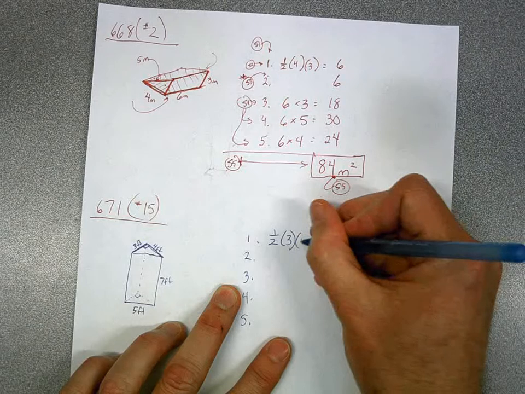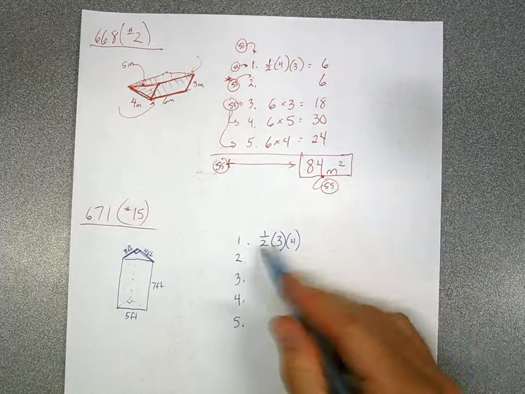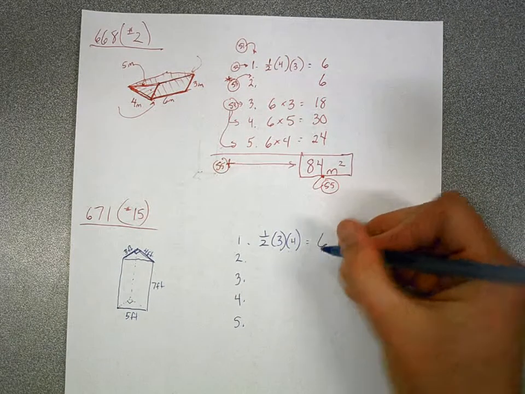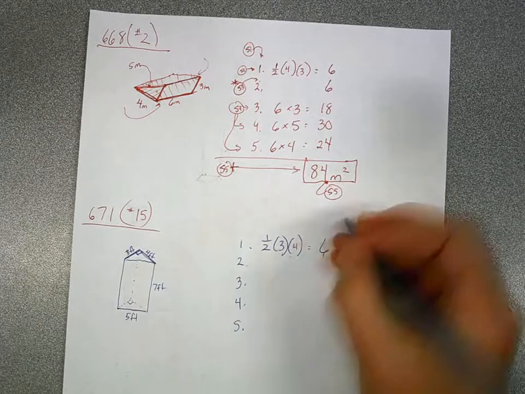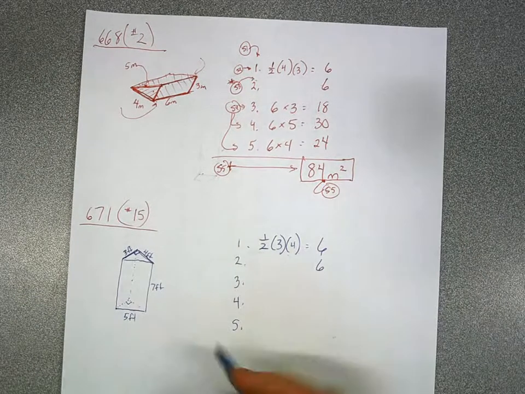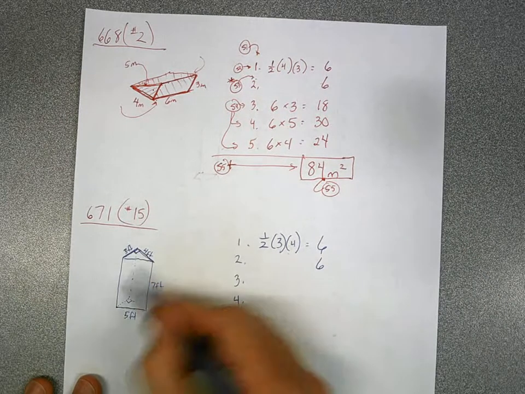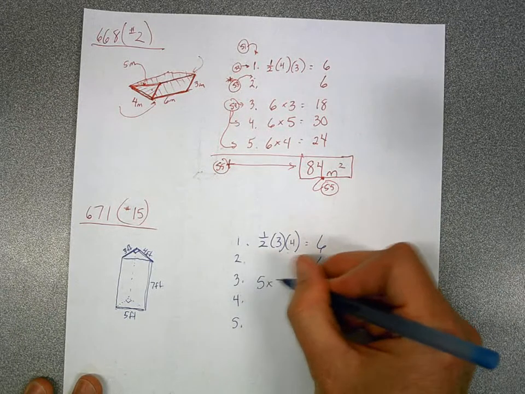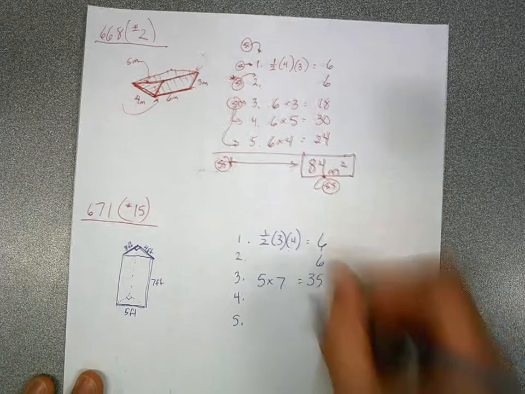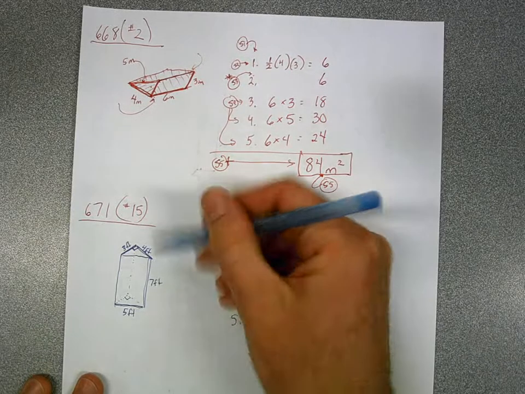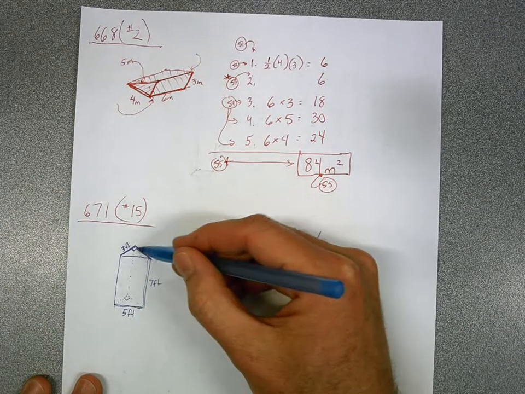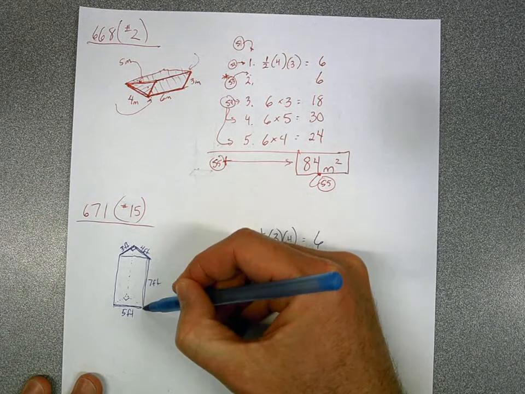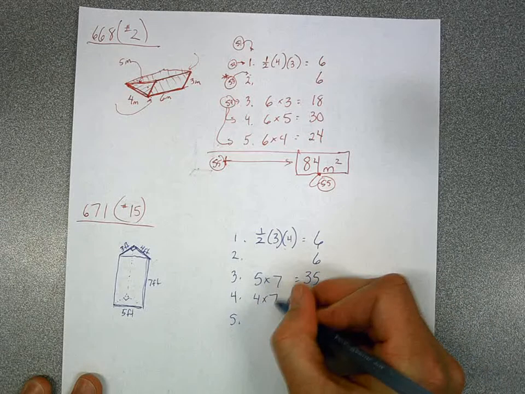So this is 1/2 times 3 times 4. So 3 times 4 is 12. Half of that is 6. Very similar to the one we just did. The base triangle is also 6. Here we go. Rectangles. The front rectangle is a 5 by 7, which gives me the area of 35. This right rectangle over here is a 4 by 7. A 4 by 7 rectangle is the area of 28.